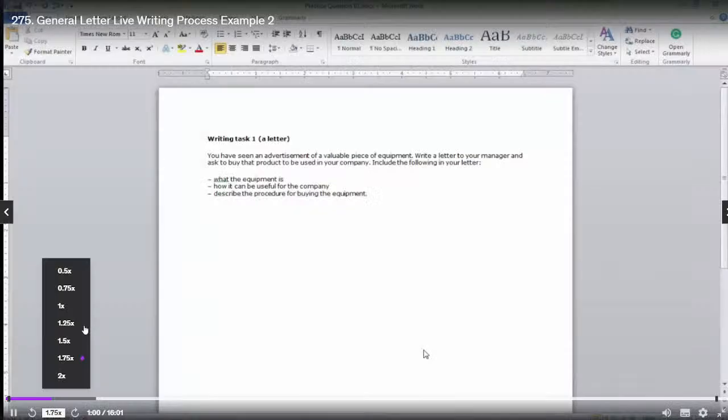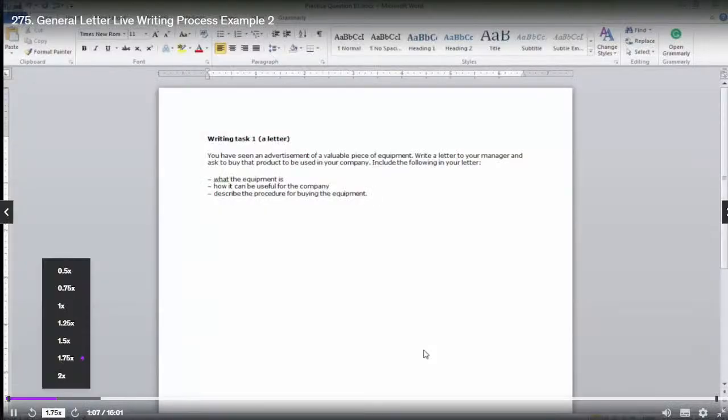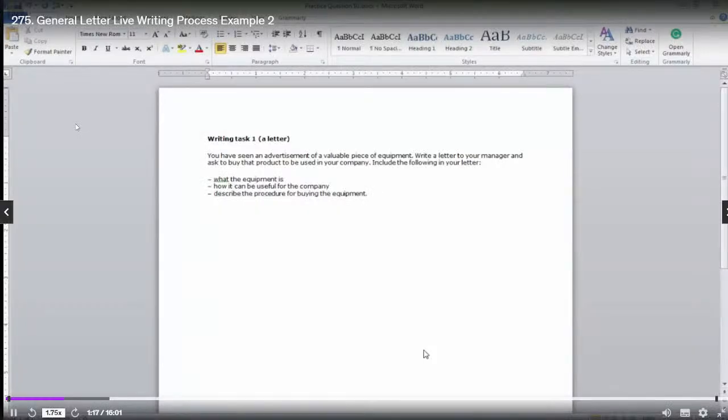Because that's what you need to be able to do on paper, okay? So let's get started. It says here that you have seen an advertisement of a valuable piece of equipment. Write a letter to your manager and ask to buy that product to be used in your company. Include the following in your letter: what the equipment is, how it can be useful for the company, and describe the procedure for buying the equipment.